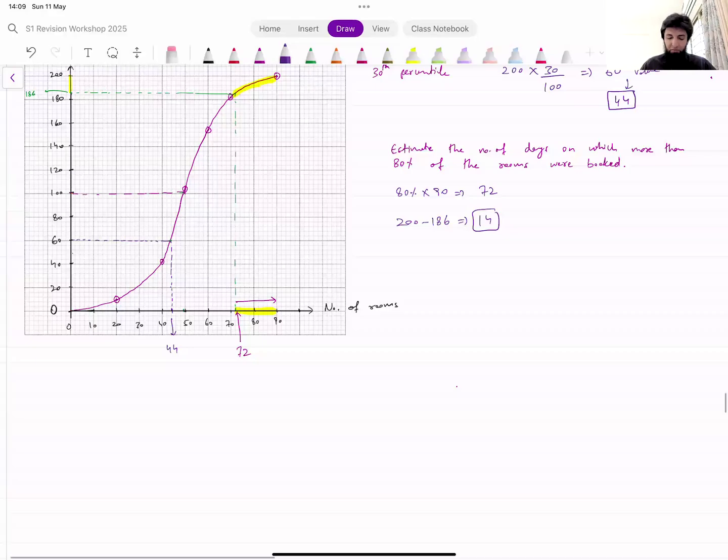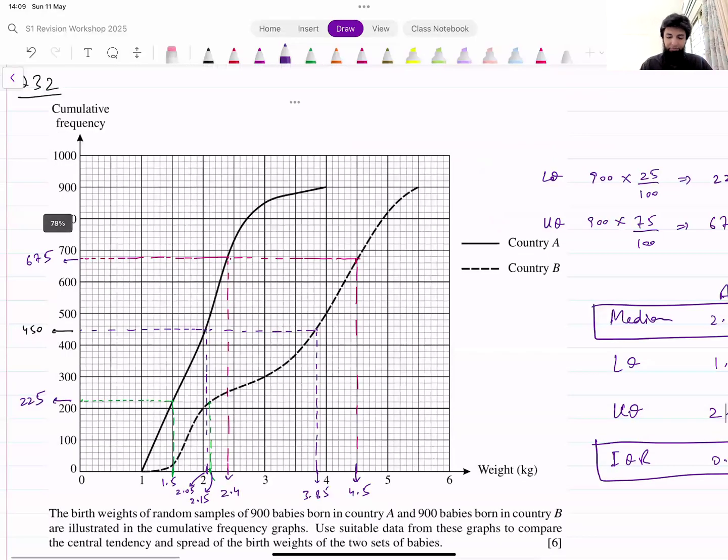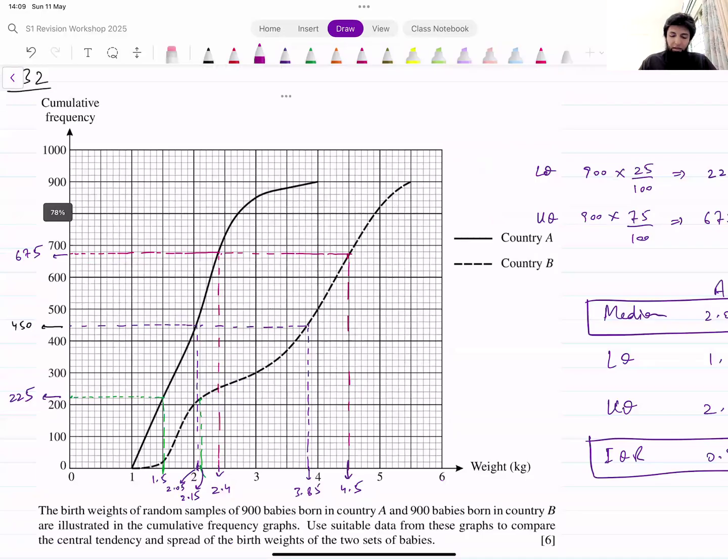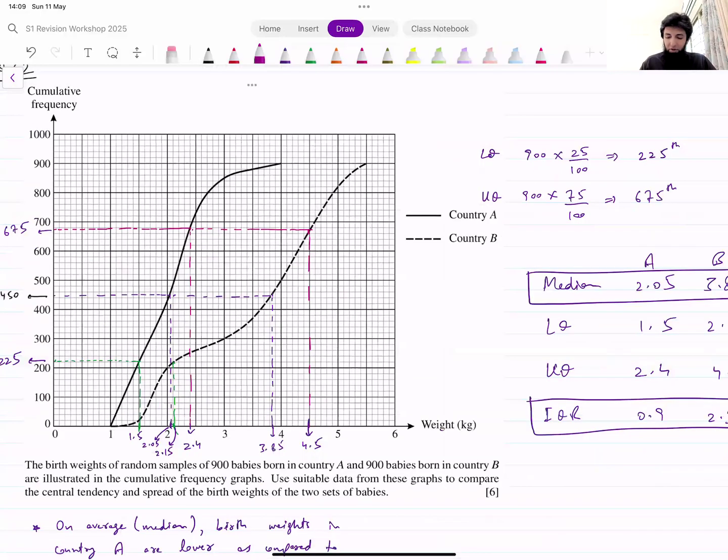Sometimes what happens is they give you multiple graphs, multiple curves on the same diagram. And then they want you to do something based on that. So you've got these two curves. One is for one data set, that's country A. Another is for the other data set, that's country B. We've got information about 900 babies and we've got their birth weights. Okay, we've got their birth weights for 900 babies in each of these two countries. We've got their cumulative frequency curves.